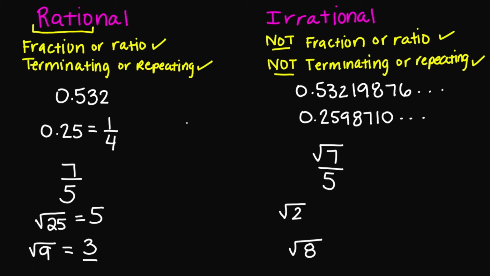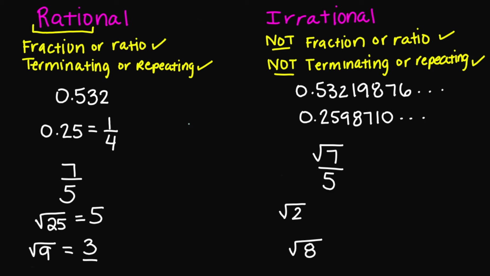So let's say you had the number 9. Is the number 9 a rational number or an irrational number? The number 9 is rational because the number 9 can be expressed in a fraction or a ratio. 9, if I turn it into a fraction, is going to look like 9/1, an imaginary 1. So therefore, 9 is rational.